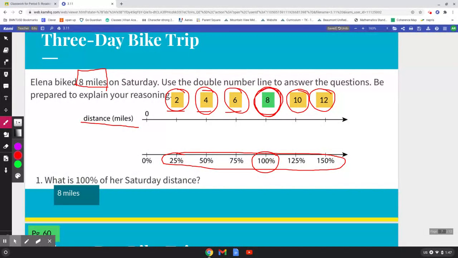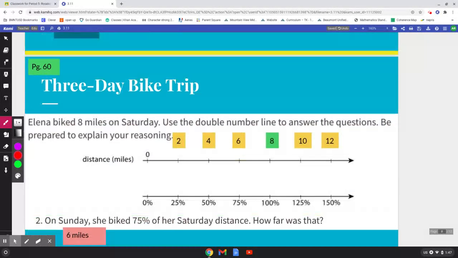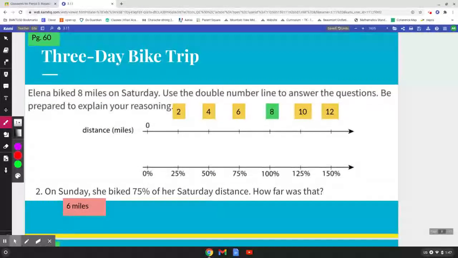So number 1 says, what is 100% of her Saturday distance? So remember the number lines are vertical. So when we're dealing with 100%, she would have gone 8 miles. Okay, so same page. I'm just moving on to number 2. On Sunday, she biked 75% of her Saturday distance. How far was that? So you're going to vertically take your answer, and the answer would be 6 miles.